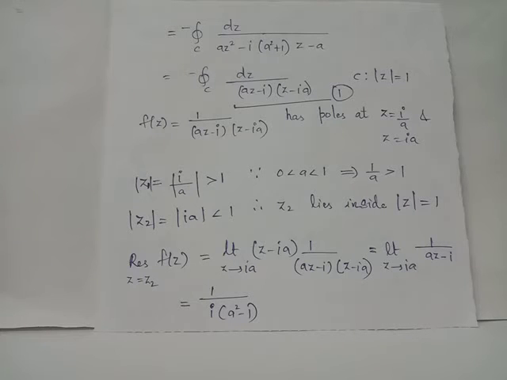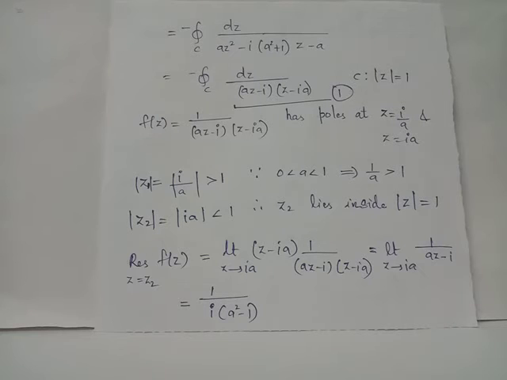Suppose f(z) equals 1 by (az minus i)(z minus ia). In order to evaluate poles, we equate the denominator to 0, and we have the poles obtained as z equals i by a and z equals ia. Suppose z1 equals i by a. When you evaluate the modulus, we have modulus of i by a is greater than 1, because 0 < a < 1 is given, and hence 1 by a is strictly greater than 1. Because of that, even though modulus i equals 1, modulus i by a will be greater than 1, and hence z1 equals i by a lies outside the unit circle.